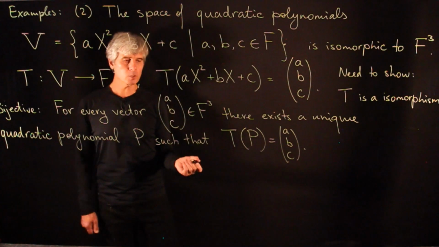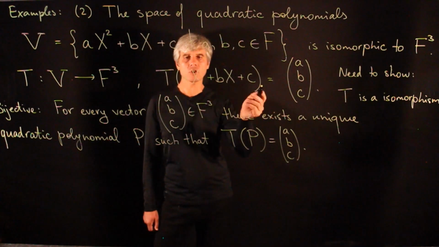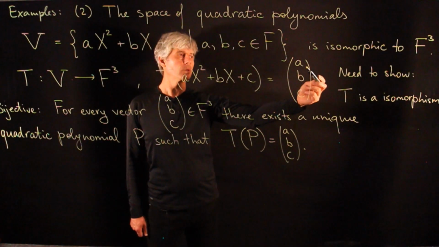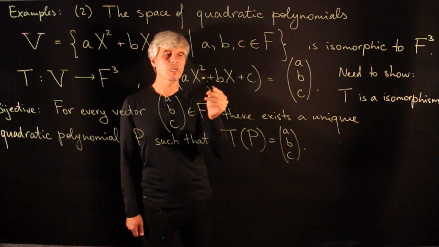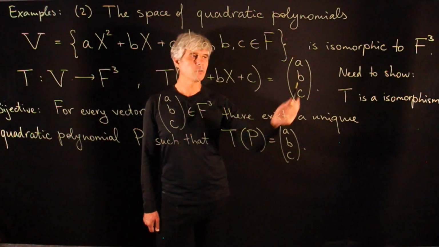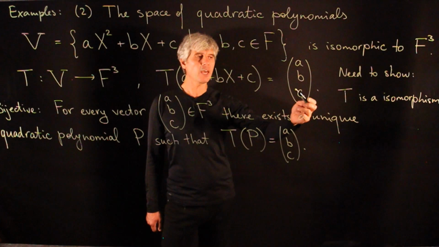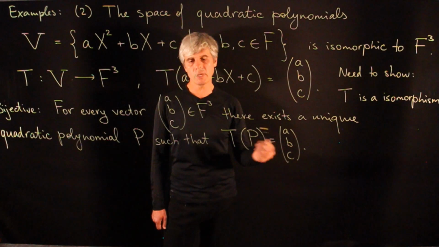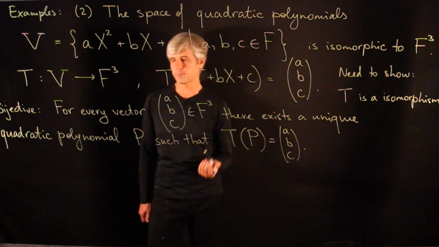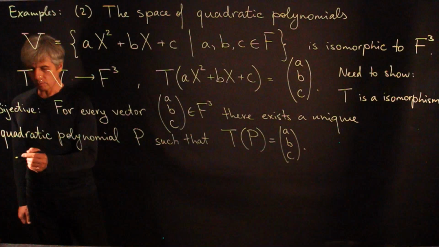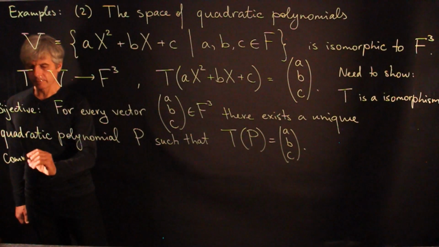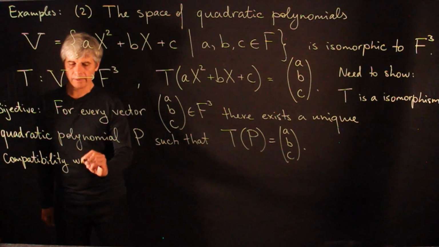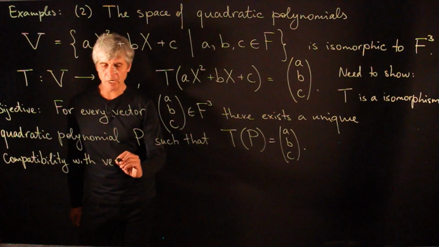But this property is obvious because by our definition of the transformation, it's clear that the only polynomial that goes to vector ABC is this one. It's ax squared plus bx plus c. And for every vector, this means that every vector has a preimage, and this preimage is unique. So this means that this transformation is bijective. And now we check compatibility with vector space operations.